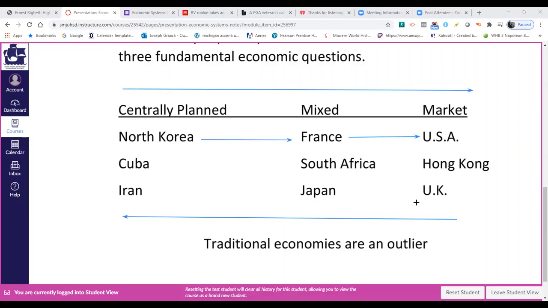to the market economy in the United States, we are losing governmental control over the economic system, but gaining in individual freedom. Now, if we go the other way, say Hong Kong to South Africa's mixed to Cuba centrally planned, we're getting rid of individual freedoms and replacing that with government planning and control. And then it'd be the same if you come back from Iran to Japan to the United Kingdom. We are having less and less government control, but we are allowing for more individual freedom in our economic system.